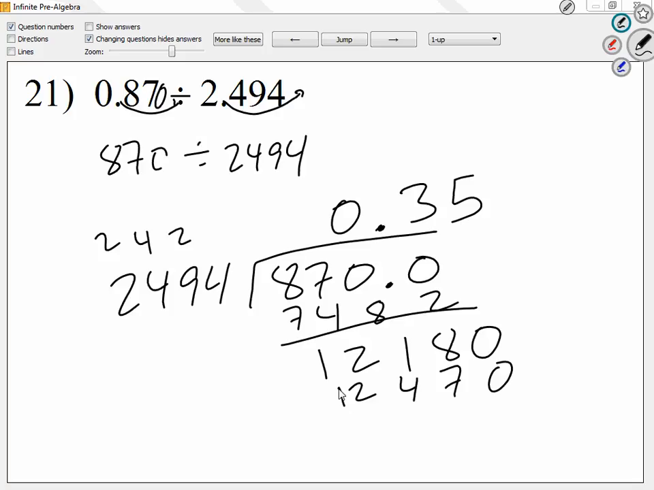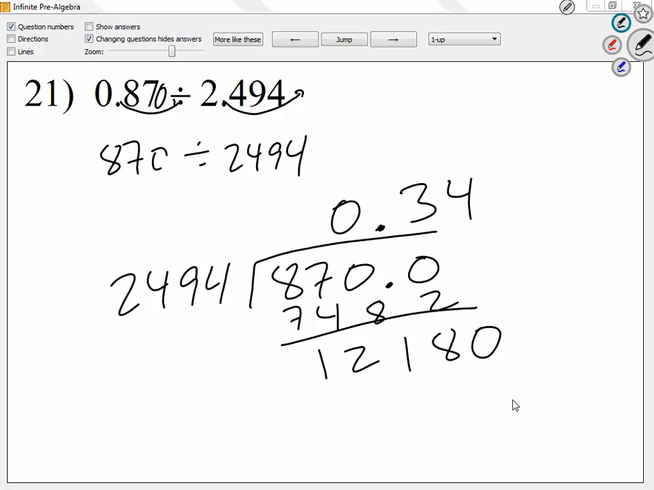It seems like we went a little too high. Right? Because 12,470 is bigger than 12,180. So we went a little too high. Remember I said try something. If it works, great. If not, try again. So we know 5 is too big. So then in that case, let me go 4.